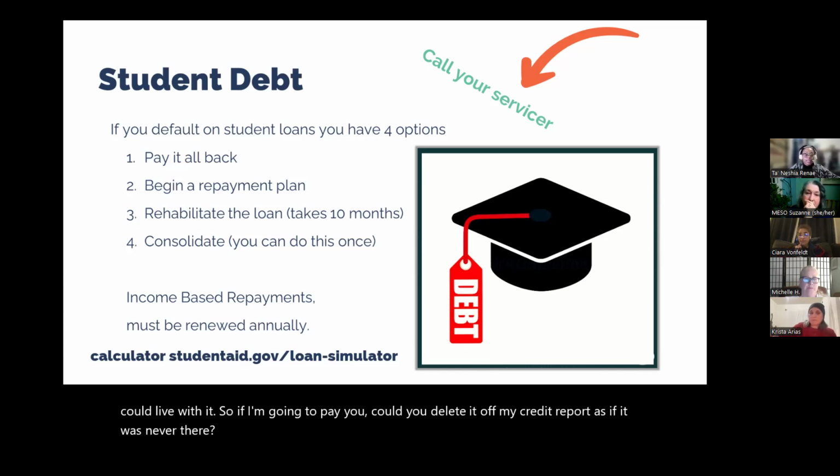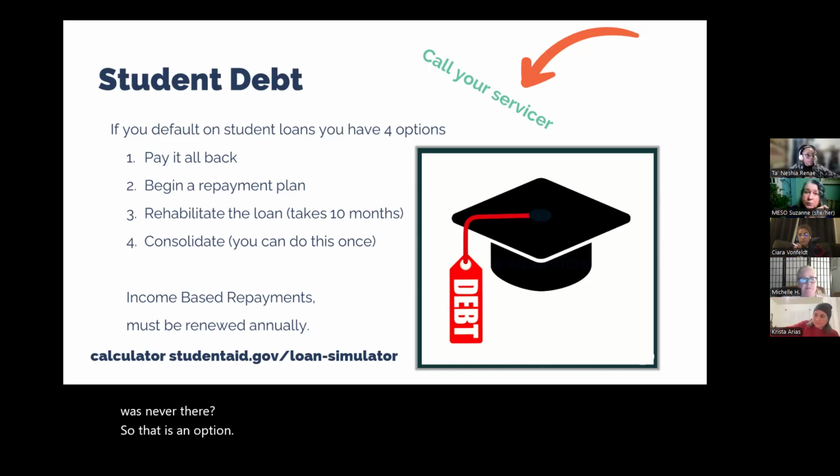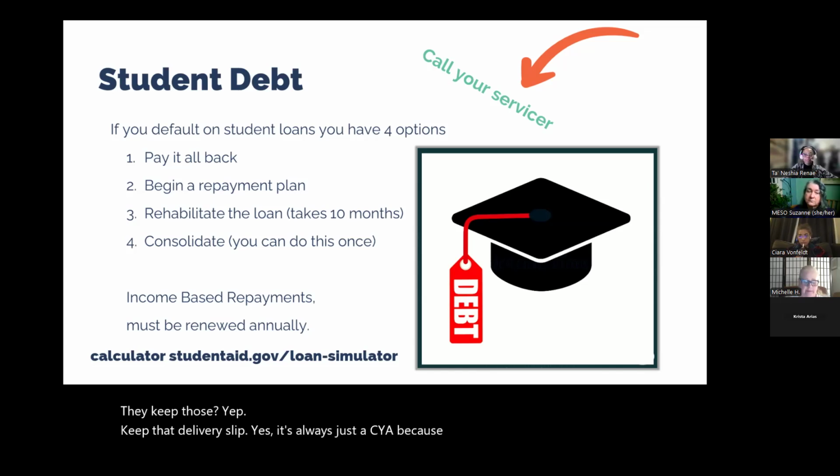So that is an option. There's something Tanisha just said that's really important, which is get it in writing. The two real bad players are cell phone companies and dish companies, where you actually have the equipment. If you turn your dish in, get it in writing, because they'll say, oh, we never got it, and the next thing you know, you're being charged. Keep that delivery slip. It's always just a CYA, so keep those receipts.